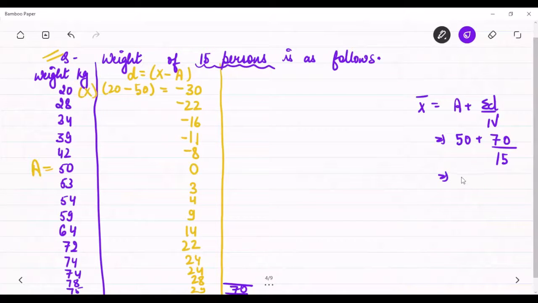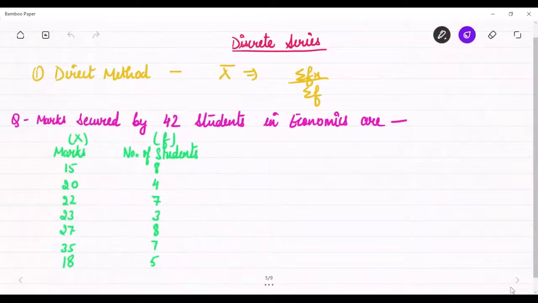50, 70. Okay, when we take the LCM, the answer will be 54.67. I hope this question is clear to you guys. So we have calculated the direct method and also the shortcut method. Now let's move ahead. We are going to start now the grouped series.